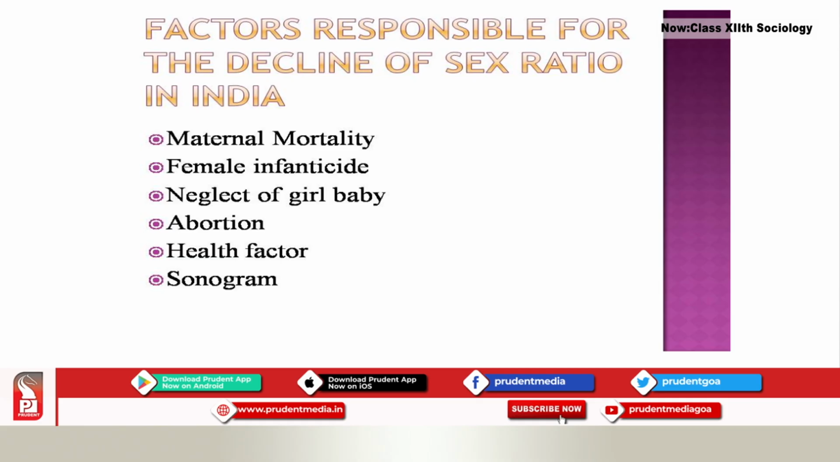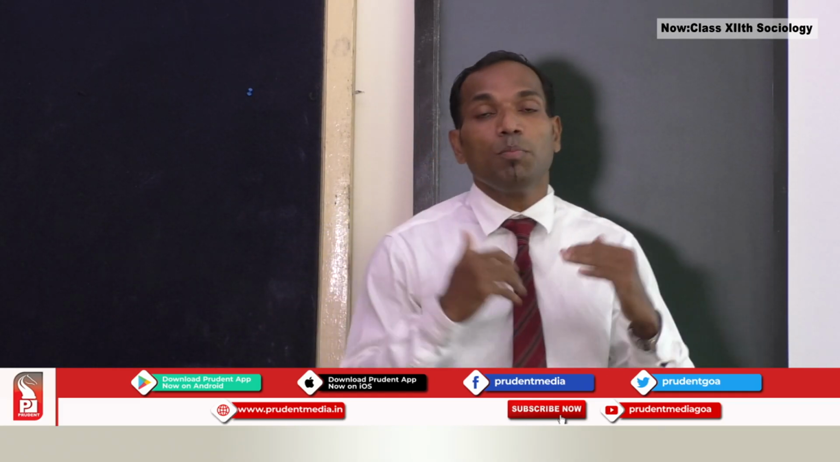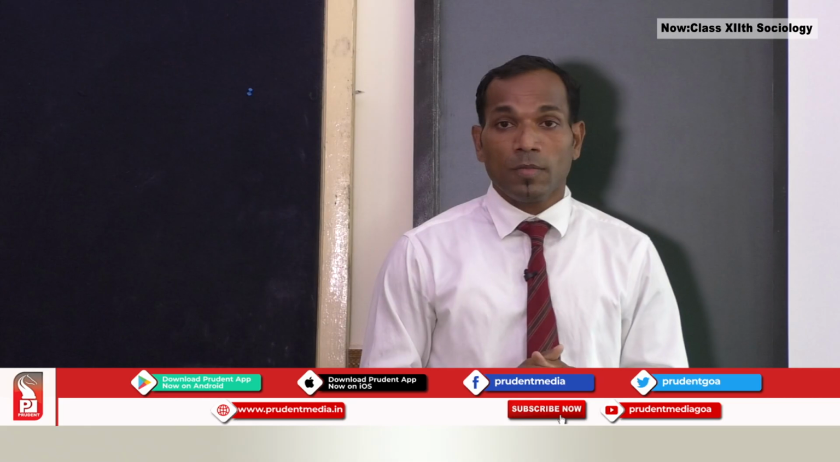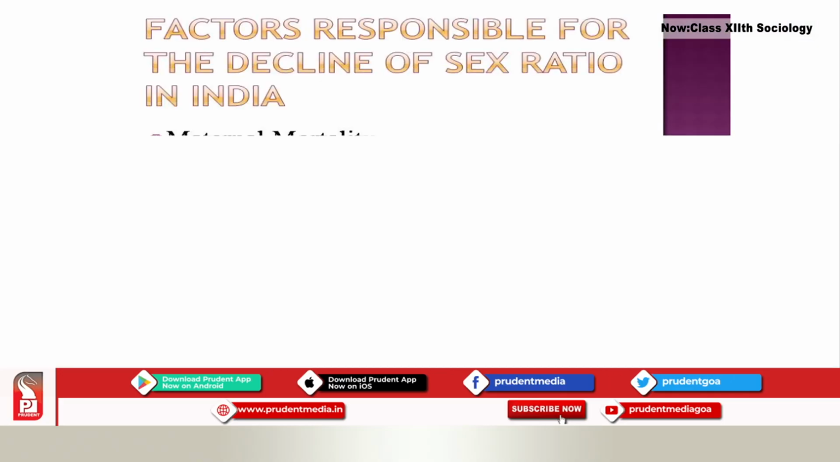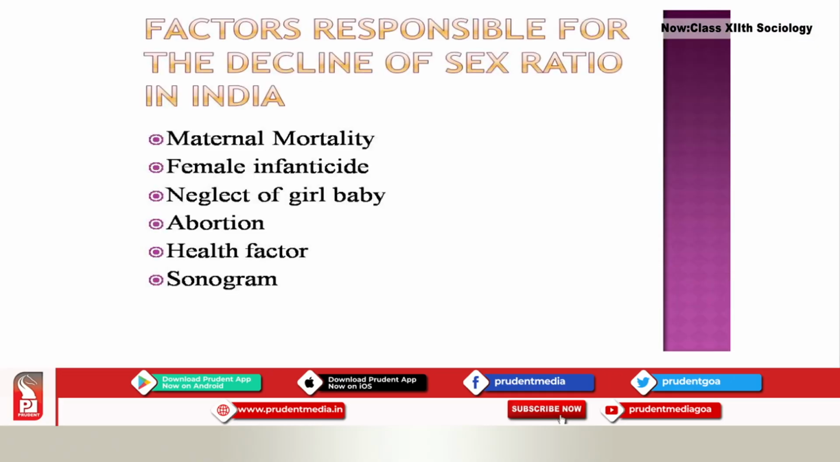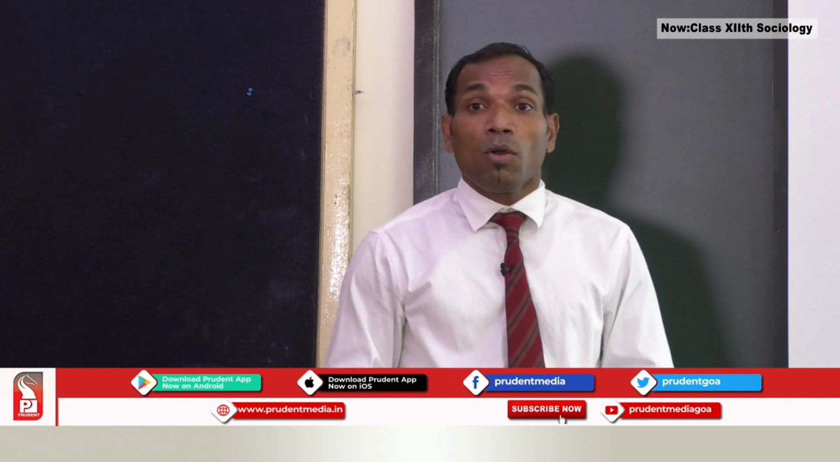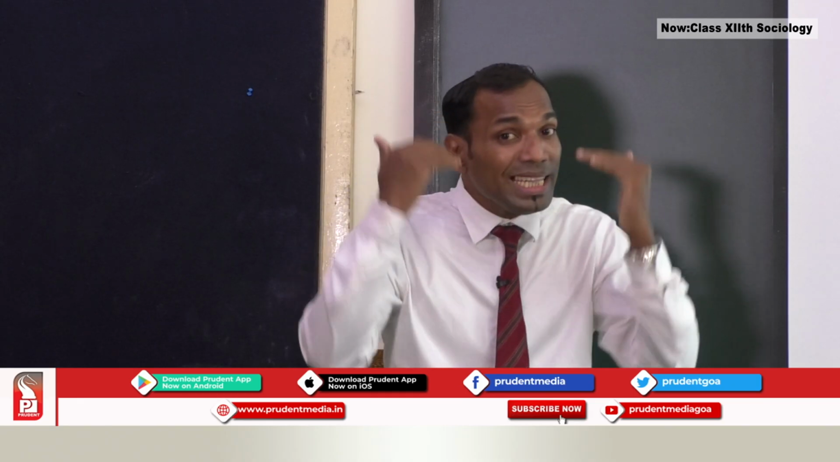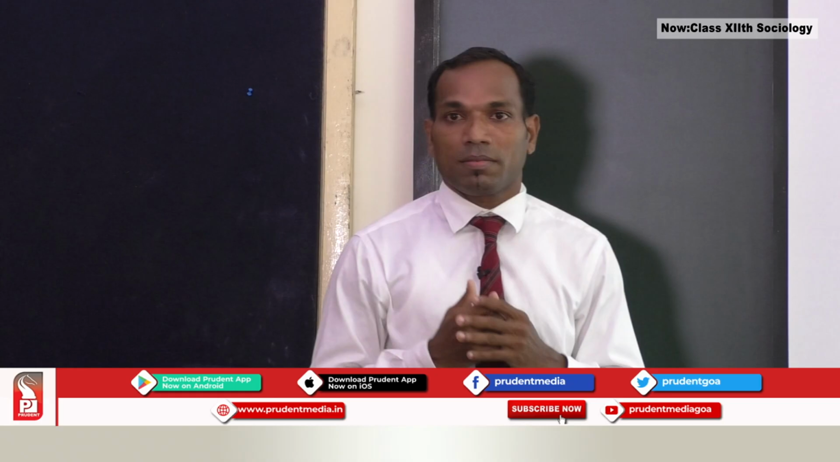Now the sex ratio is an important indicator of gender in population. There are so many reasons why the sex ratio is declining in India. The first reason we can cite over here is maternal mortality. Now what is this maternal mortality? This is a reason for the fall of the sex ratio, because there is an increased risk of women who die in childbirth.